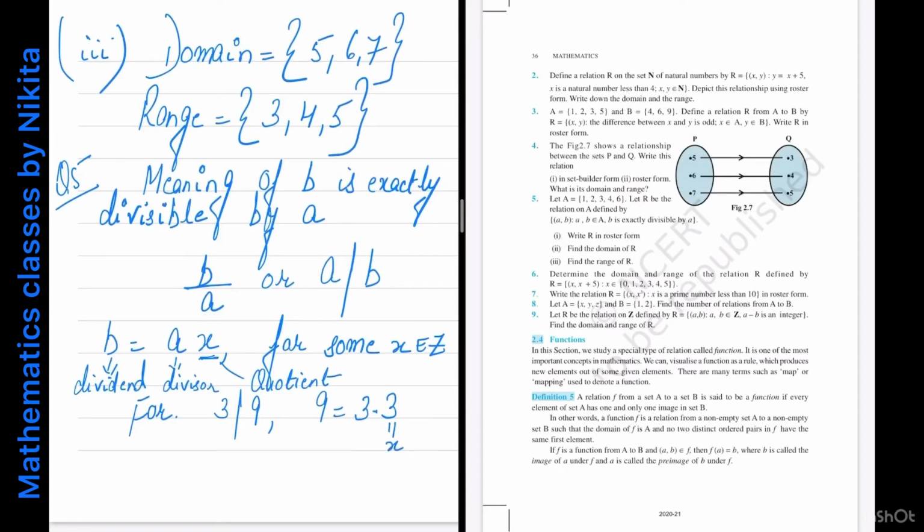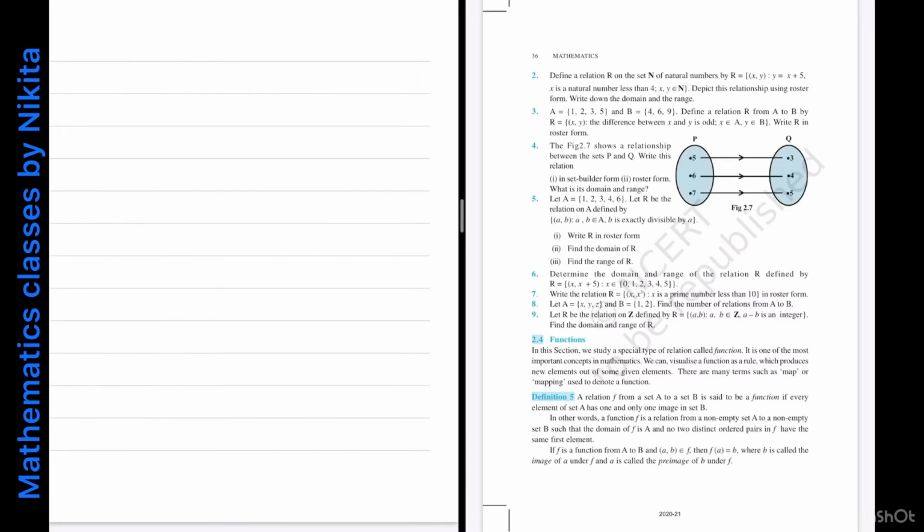Or I can also say that 10 is divisible by 2. You have to write it like this. 10 is divisible by 2. Why? Because I can write 10 as 2 into 5. So here my X is 5. Got it? So now let's do this question.